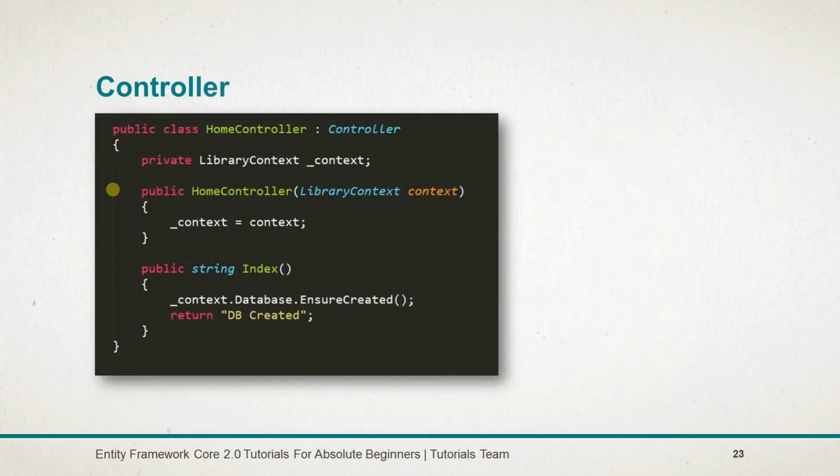Then we have created the controller, in which we have created the private instance of the LibraryContext, and we assign the context that we receive in the constructor to that private property, and create a new action named Index, which returns the string. Within that we call context.Database.EnsureCreated and return the DB created message.